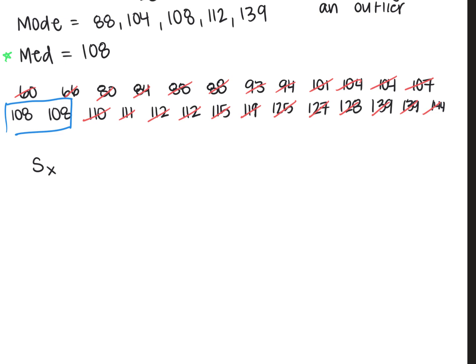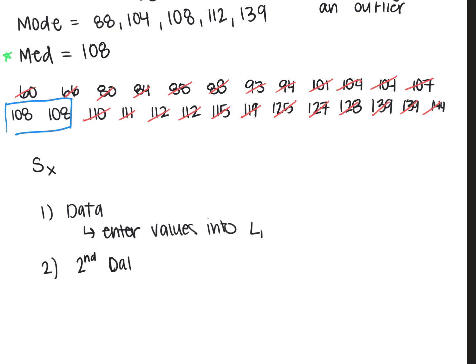The first step is to hit the data button on the calculator and enter your values into your list one. You just start typing the numbers and hitting enter between each one. The next step is to hit second and then data. And then what you want to do is select the one var stats. And then you want to go ahead and hit calculate. No matter which calculator you use, that third step is the same.